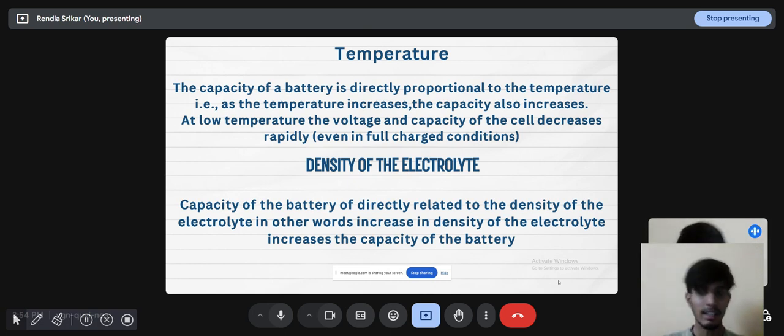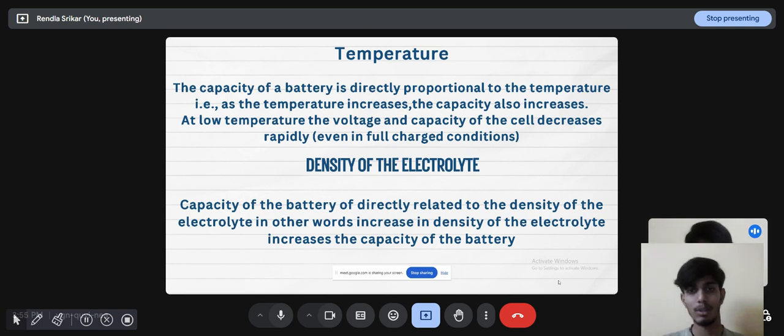Then next, density of the electrolyte. Capacity of the battery is directly related to the density of the electrolyte. In other words, increasing the density of the electrolyte increases the capacity of the battery. That is, the density of the electrolyte is directly proportional to the capacity of the battery.